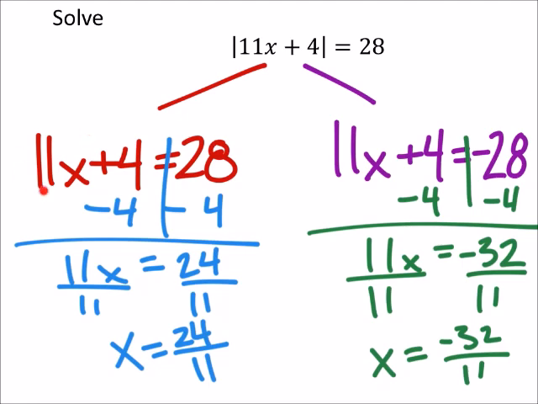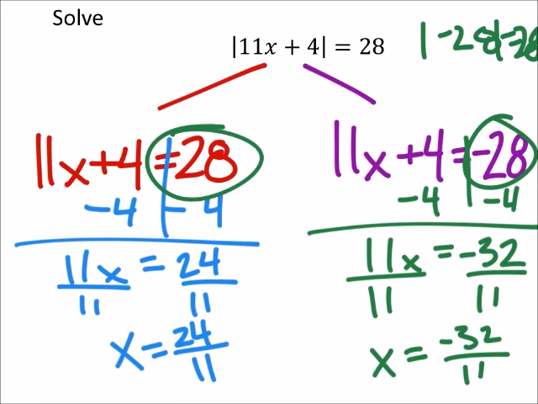So this 11x plus 4, again, it's equaling 28 because eventually the inside will be that 28, and you'll see that if you check, all right? Same with the negative 28. If we put negative 32 elevenths in for x, we would end up with the absolute value of negative 28 equals 28, which is true. You see how that's... this purple number and this red number represent what would be on the inside of that absolute value.